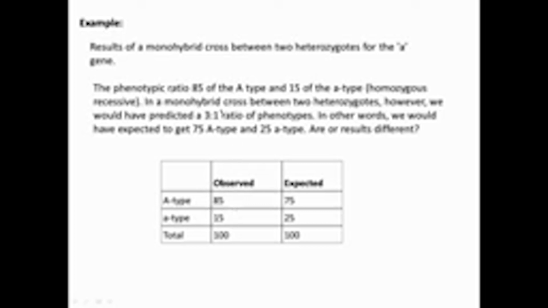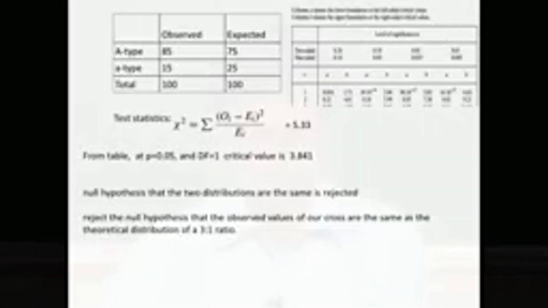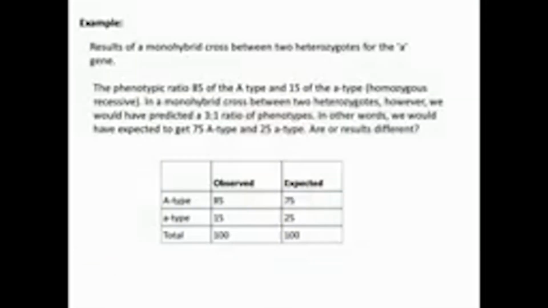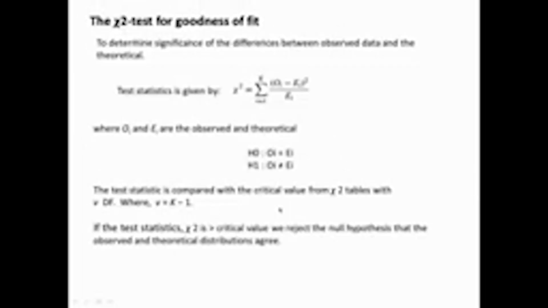In a monohybrid cross between two heterozygotes, however, we would have predicted a 3:1 ratio. 3:1 is nothing but 75:25. Now, we want to know whether these results are very different. So our null hypothesis will be that there is no difference between the observed and the expected. If you remember, they are the same, and the alternate is that they are not the same.